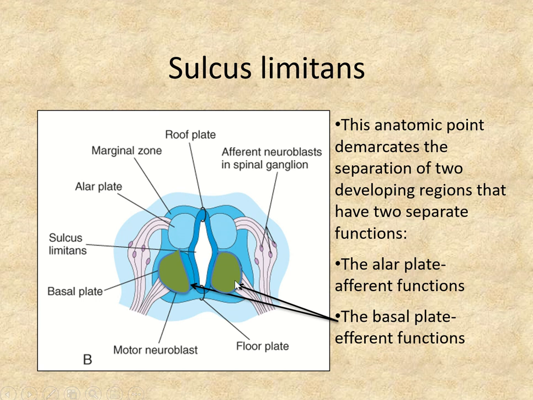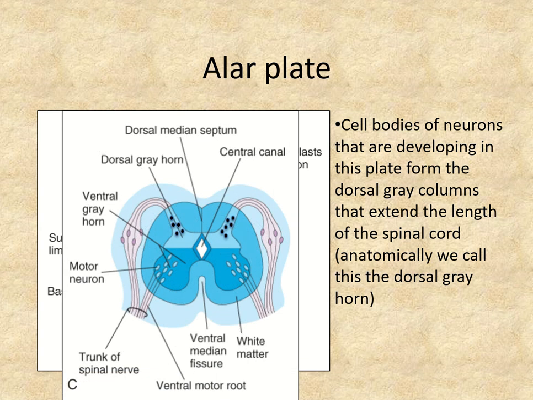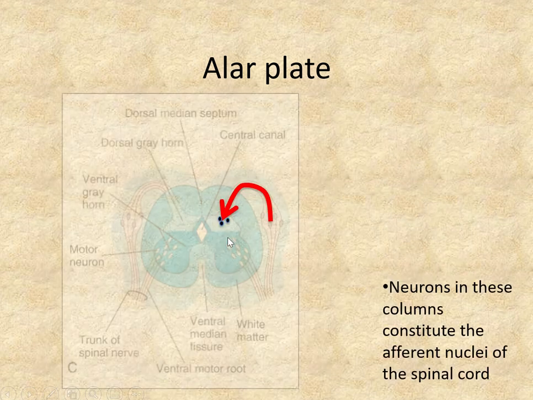The other plate we call the basal plate, and that has efferent functions because these neurons are sending signals out to move skeletal muscles. The alar plate is where the cell bodies are located. They have lots of functions, but one is to receive information from the dorsal root ganglia that we talked about in the neurulation video, which came from neural crest cells. And so they're going to eventually become the neurons that are in the dorsal horn.